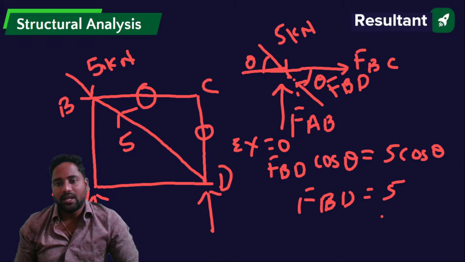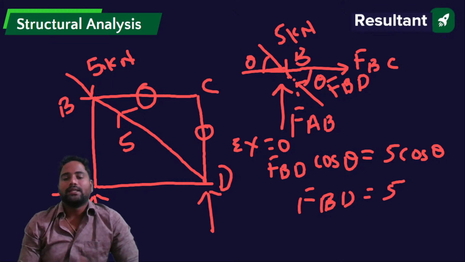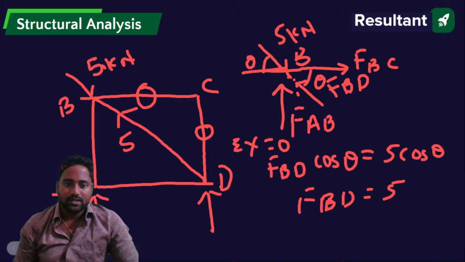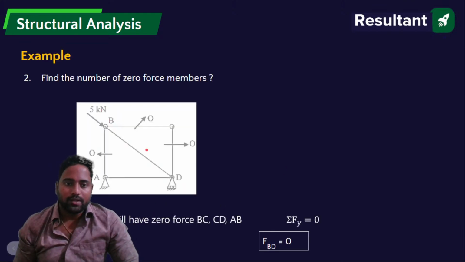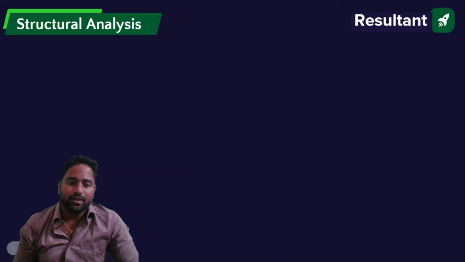How much did I get? I got 5 kilonewtons from considering equilibrium of joint B. By considering equilibrium of joint B and taking summation of forces in x direction equals to 0, FBD is equal to 5. Fine. Now what are the things I got? FBC equals 0, FCD equals 0, and FBD equals 5 kilonewtons. Now the idea is to find out FAB. So how will you find out FAB?